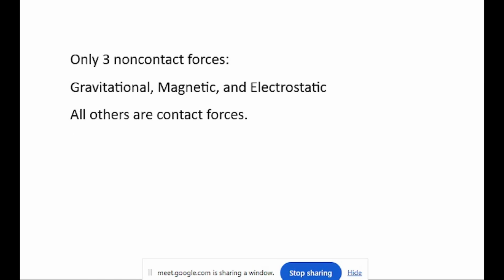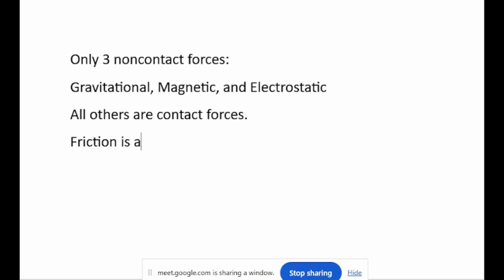So only these 3 are non-contact forces: gravity, magnets and electrostatic. All others are contact forces. Now friction. So friction is what kind of force? Contact or non-contact?